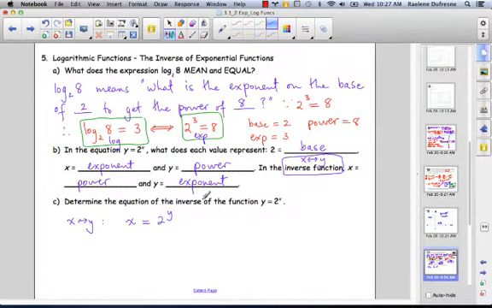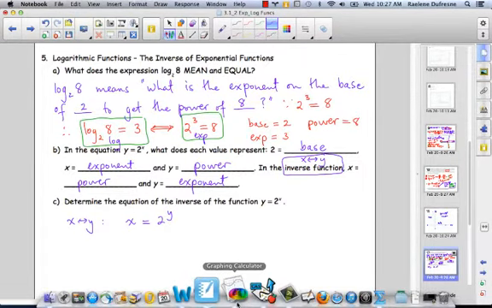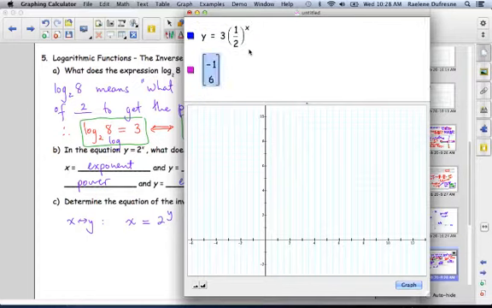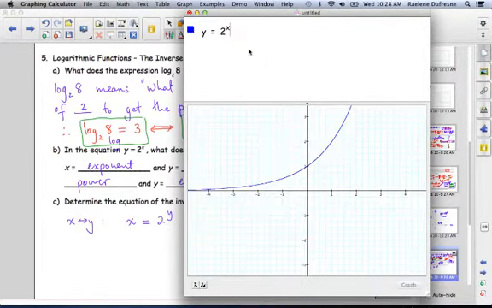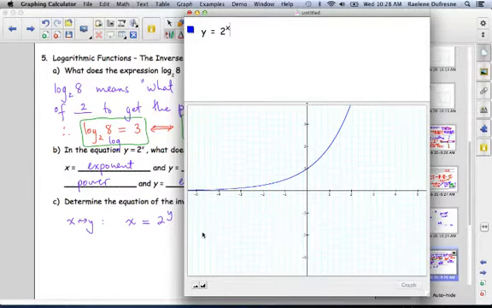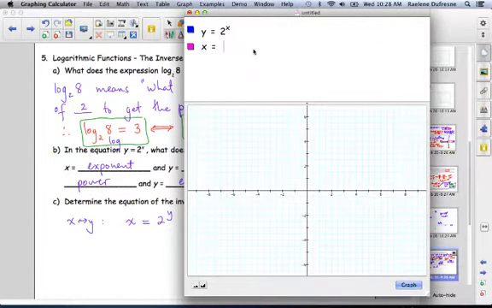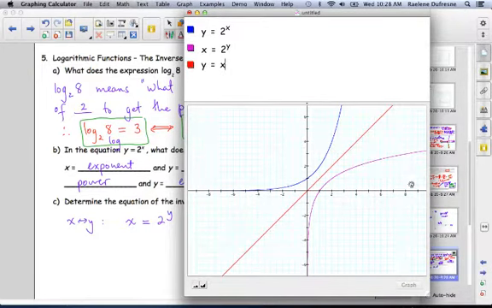And just looking graphically, as soon as we swap the variables x and y from the original parent function, then x is equal to 2 to the y should be a reflection through the line y equals x. And in fact it is. So this is the inverse function.